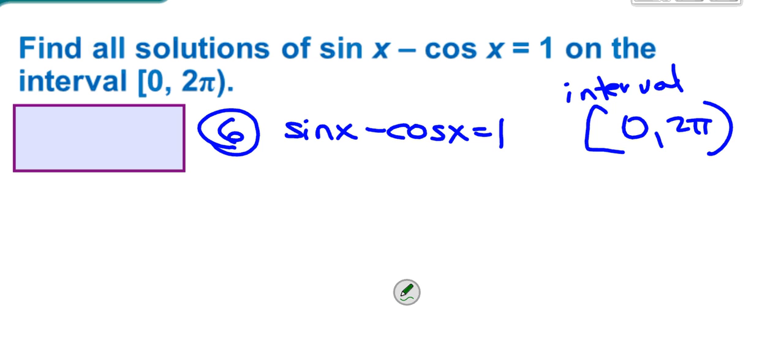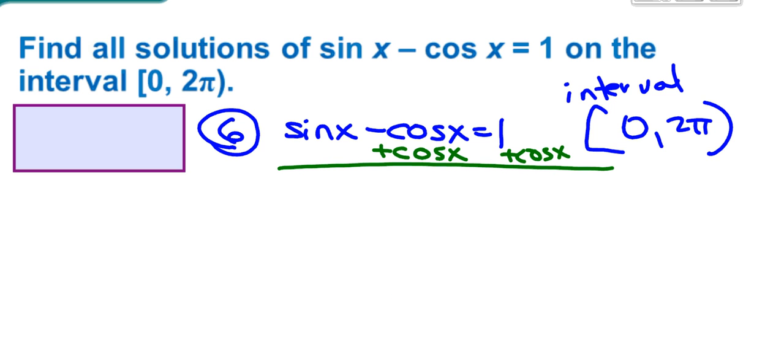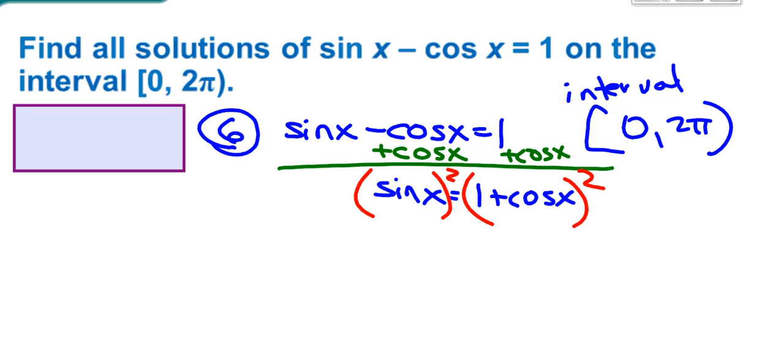So what we're going to do is try squaring, but we don't want to square this, because if you square that, you're going to get sine squared minus 2 sine cosine, and that's not going to be good for us. So the first thing we're going to do is add cosine x to both sides. Then that's sine x equals 1 plus cosine x. Now we're just going to square both sides of the equation. On the left, it's super easy, because sine x times sine x is just sine squared x. On this one, we have to FOIL that out.